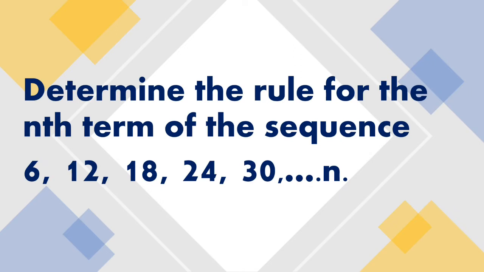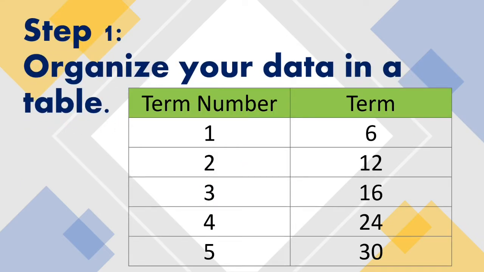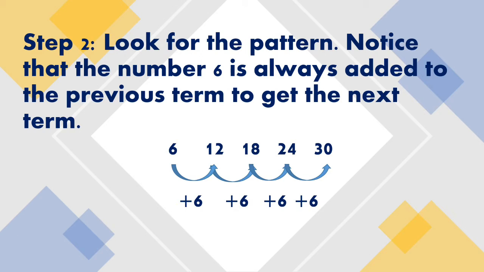Example number 1. Determine the rule for the nth term of the sequence 6, 12, 18, 24, 30, and so on. Step 1. Organize your data in a table. Step 2. Look for the pattern.